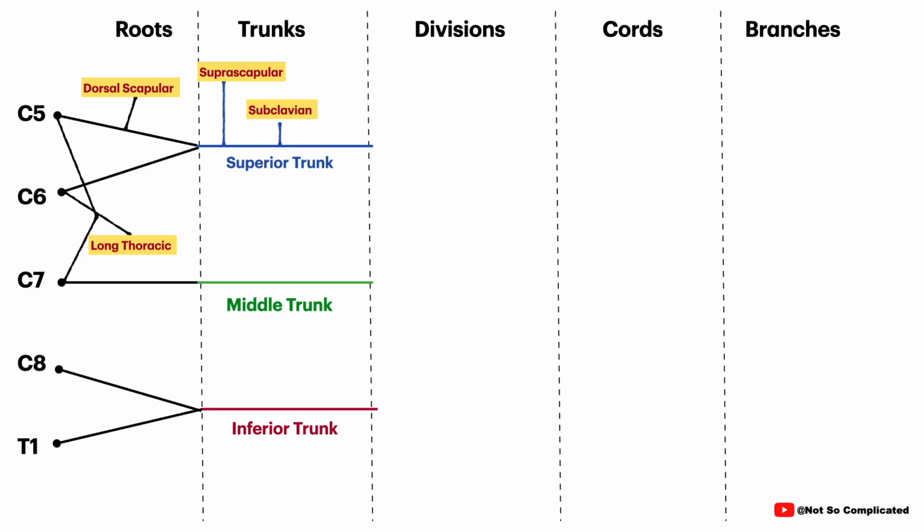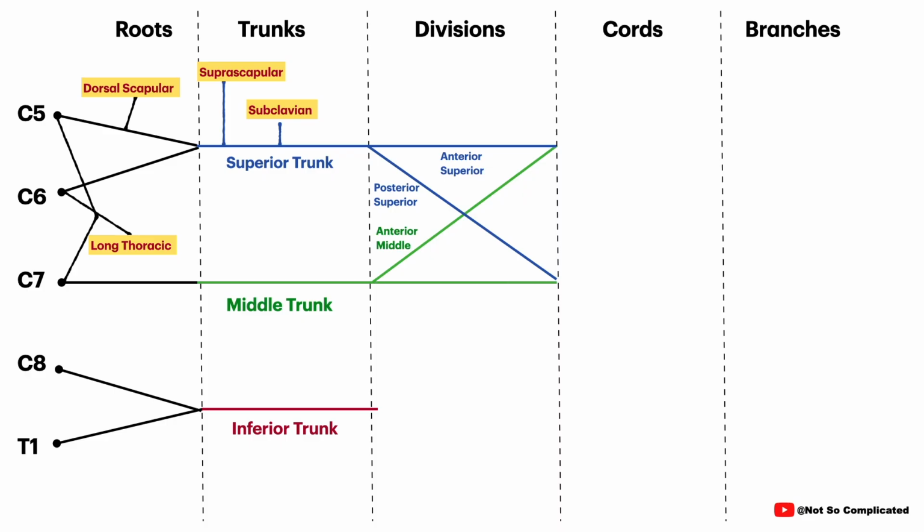All right, so let's talk about the divisions. Each trunk has two divisions. In the superior trunk there is a division called the anterior superior division, and then there is a division called the posterior superior division. And then in the middle trunk there are two divisions again. The first division is anterior middle, and the second division is posterior middle.